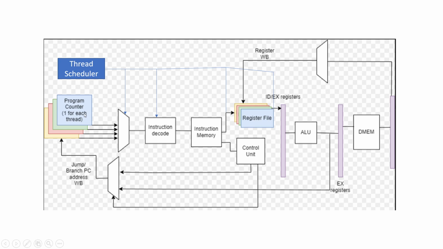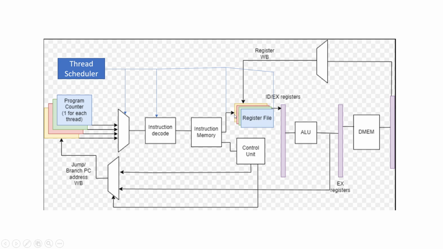So we have 4 program counters and a mux, and then we select each program counter according to the thread scheduler. Like the scheduling operation explained earlier, first thread 0's address goes in, then thread 1, thread 2, and so on. To identify the thread of the instruction, the thread is also sent along with the instruction throughout the pipeline.